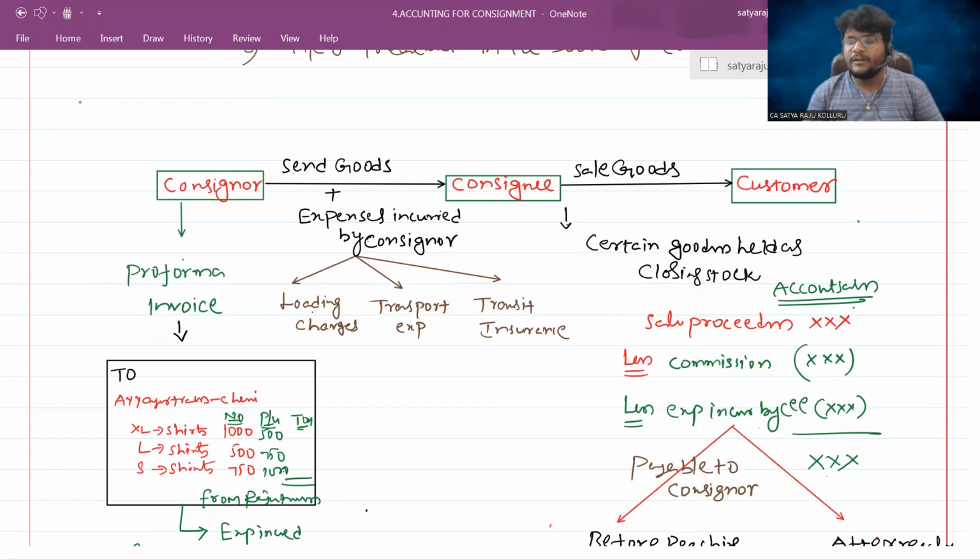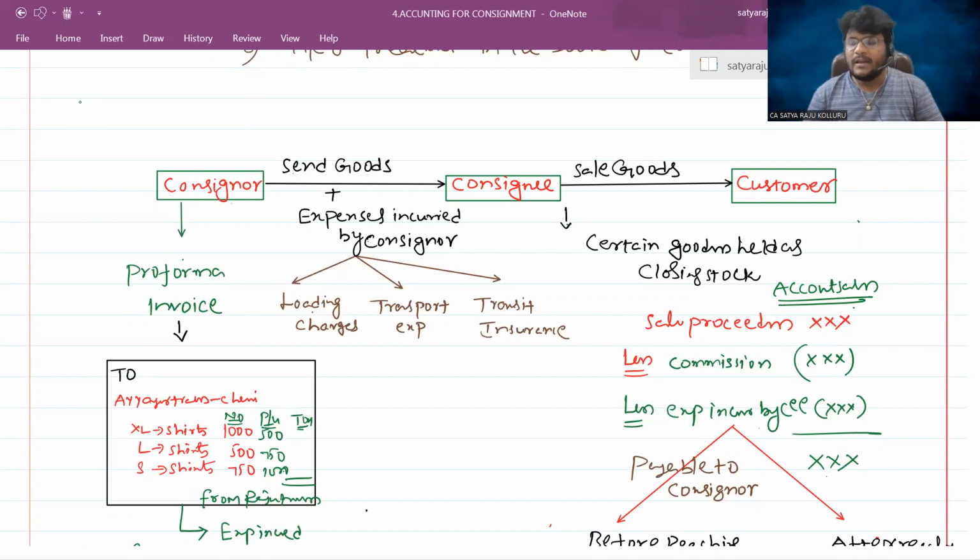Simply he will provide such information, and based on the account sales, the consignor will verify how much sales were actually generated by the consignee, how much closing stock there is, what the total commission related to the consignee is, which types of expenses were incurred by the consignee, and the net amount, how much I received. Literally, the consignor will check.